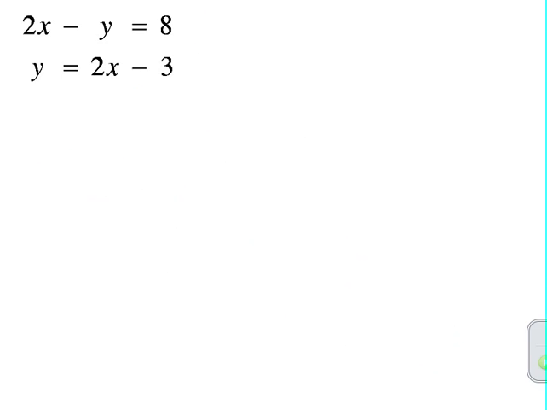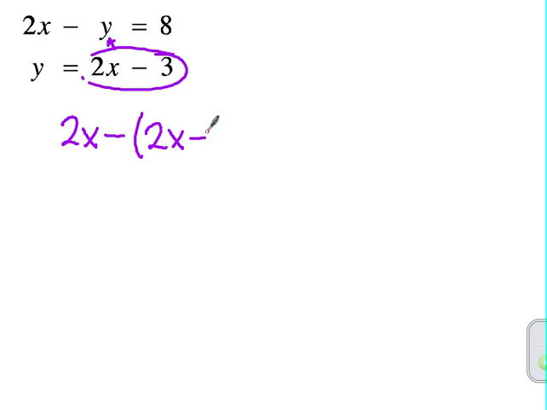Alrighty, we're going to look at one more. We'll call it good for today. 2x minus y equals 8, and y equals 2x minus 3. So what are we going to do? Yep, use the bottom one, and we're going to substitute it into the top one. Now this one we need to be really careful because it's got a minus sign. So I'm going to subtract (2x minus 3), and that's going to equal 8.